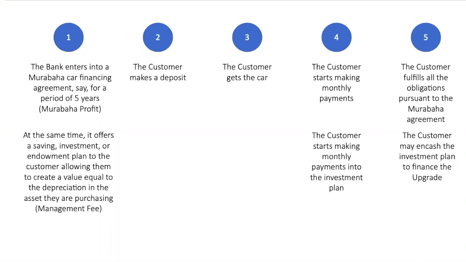Number five, the customer fulfills all the obligations pursuant to the Murabaha agreement. The customer may encash the investment plan to finance the upgrade. So this could be given as an option. If the customer doesn't want to encash, that could be a possibility as well. If the customer wants to encash but doesn't want to use it for the upgrade, this is entirely up to them as well. So this would show that these two things, although they are in the bundle, are independently offered to the customers to fulfill the regulatory requirements and the Sharia requirements as well.